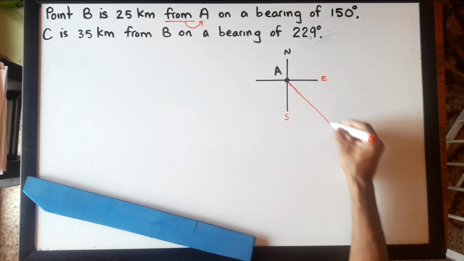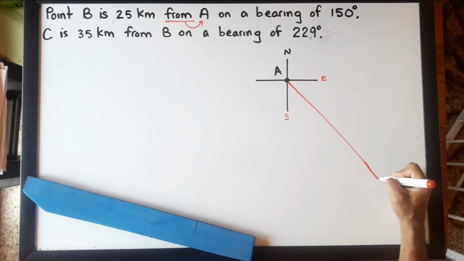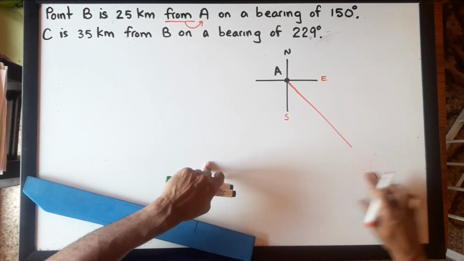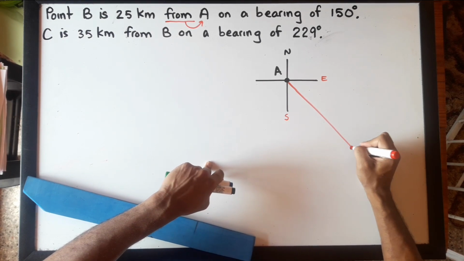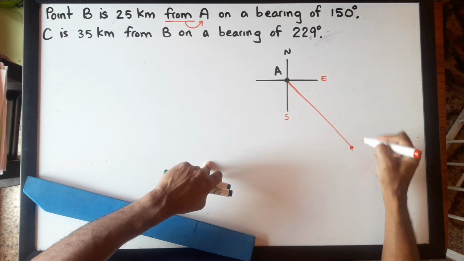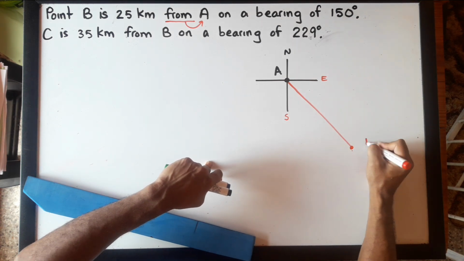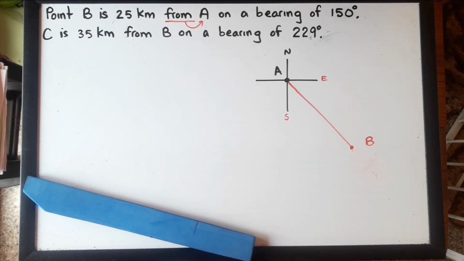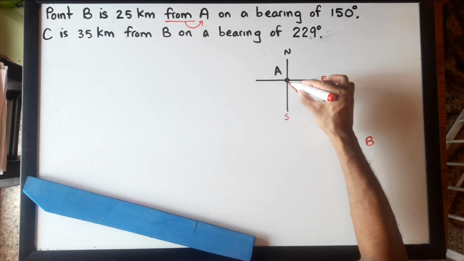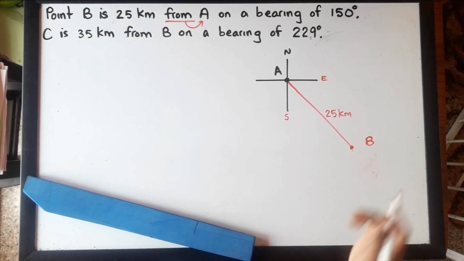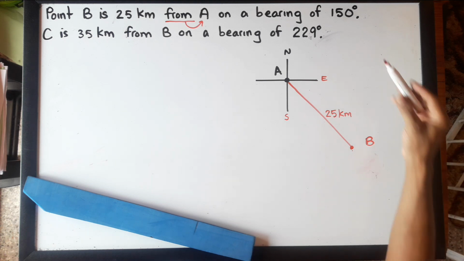So we need to walk this way, right? Let me not draw the line too long. My whiteboard is very, very small. So if we walk this way on a bearing of 150, we will eventually reach point B. So let's write in the information. First of all, the length of this line is 25 kilometers. That's the distance we're walking or driving or sailing or flying, whatever it is.